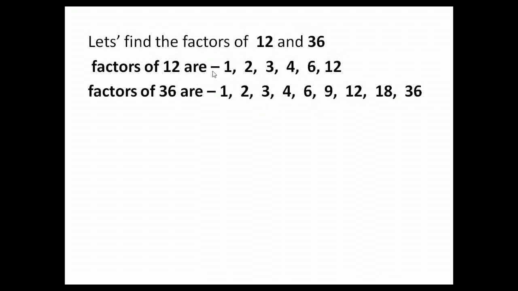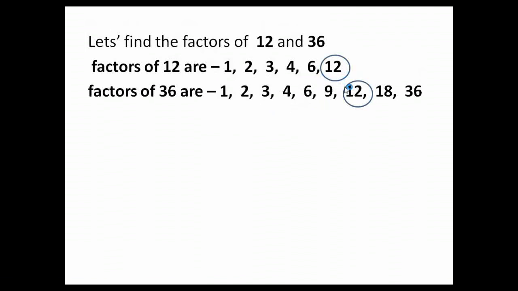So here the factors of 12 are 1, 2, 3, 4, 6, 12, and factors of 36 are 1, 2, 3, 4, 6, 9, 12, 18 and 36. Now if we compare the factors of these two numbers, we see many of the numbers seem to be common. But if I ask you to find the largest factor that is common between the two numbers, you'll see that 12 is the highest factor that is common between the two numbers.